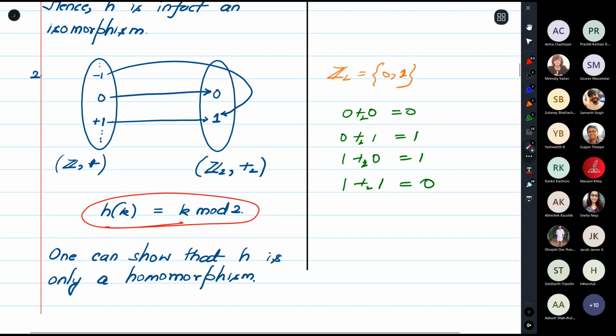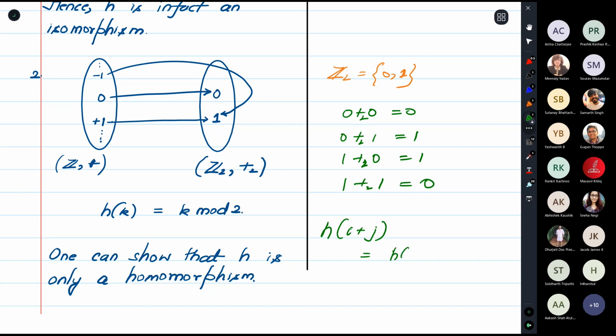So this is the operation, and you can see that this is actually a homomorphism, right? You can verify this by checking if h of i plus j is indeed h of i, the mod 2 addition of h of i and h of j. So you can indeed check that, and you can formally verify it by looking at three different cases.